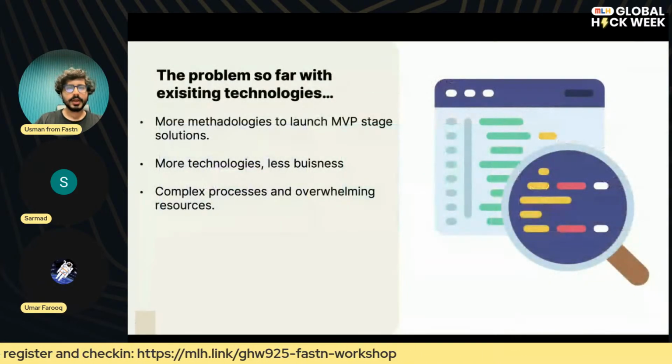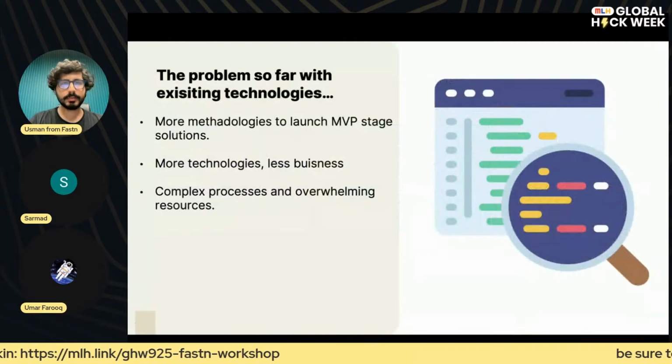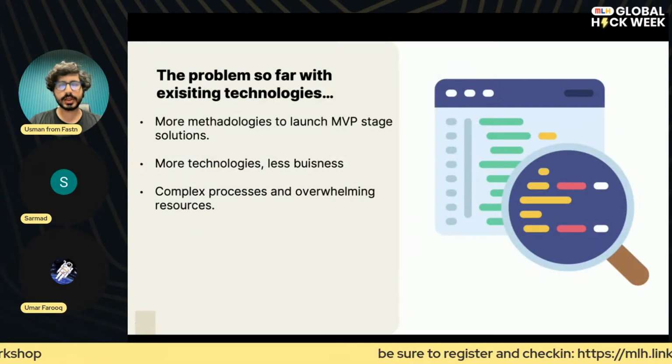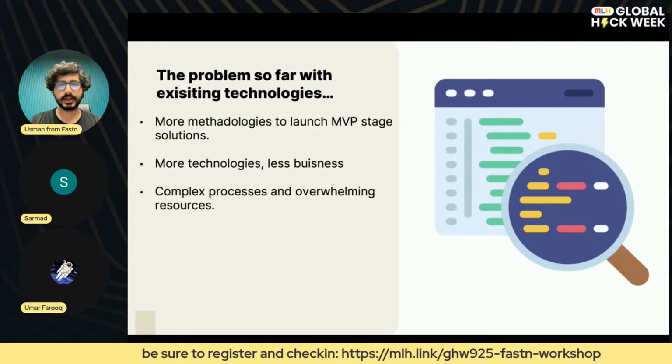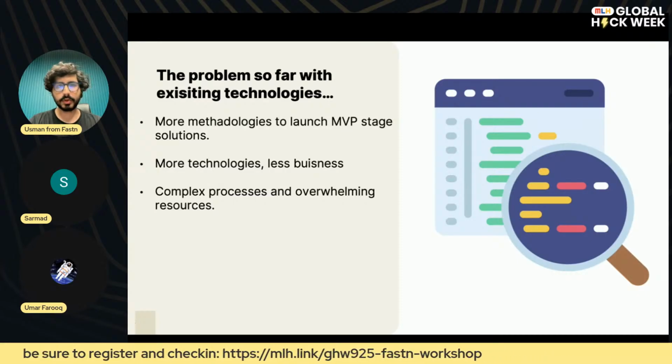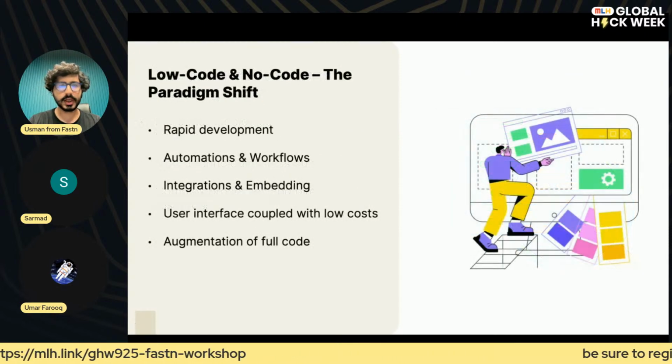So just to give you some context behind Fastn, the problem so far with existing technologies is that more methodologies take place to launch products at an MVP stage. At the same time, there are more technologies, less business, and complex processes and overwhelming resources. So this is where the low-code, no-code paradigm shift comes into play.